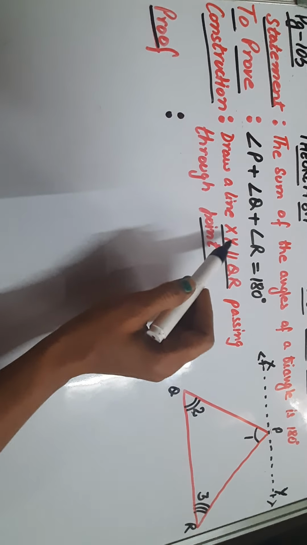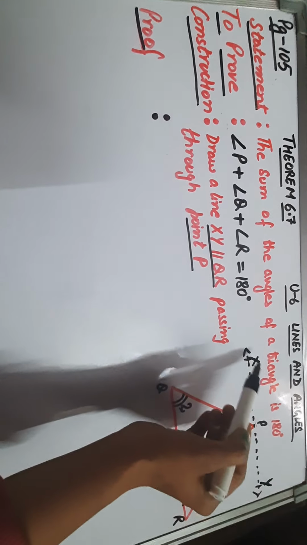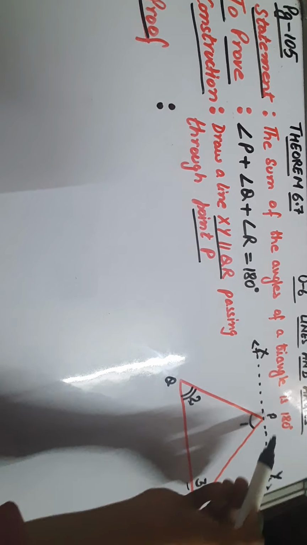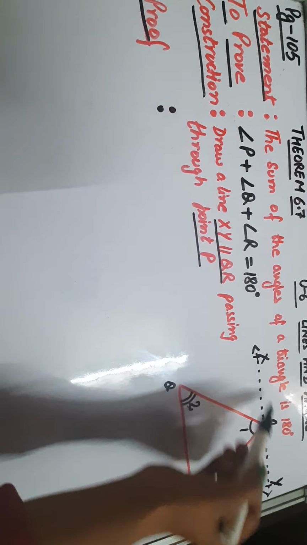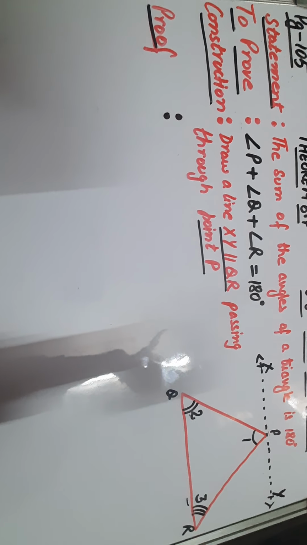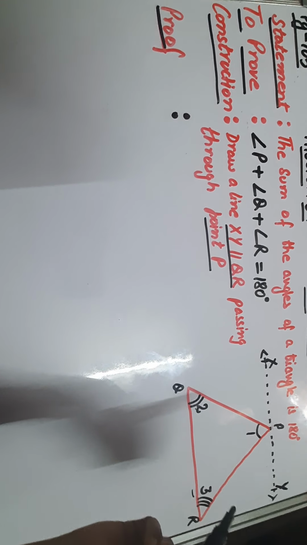Draw a line XY parallel to QR passing through point P. Draw a line XY parallel to line QR passing through point P. That the line should be parallel to QR and should pass through point P. So this is our construction. So now let us see the proof.